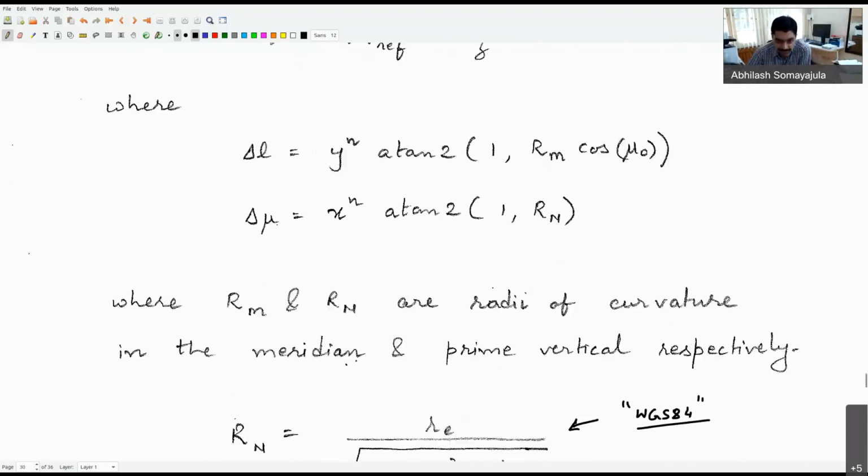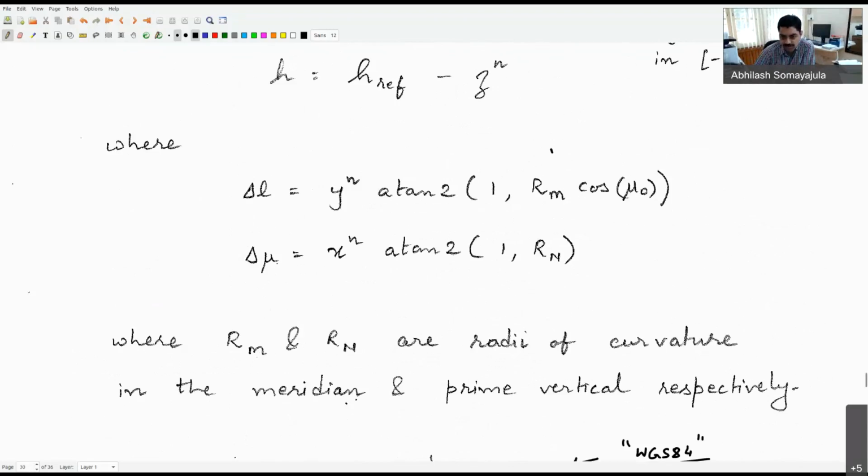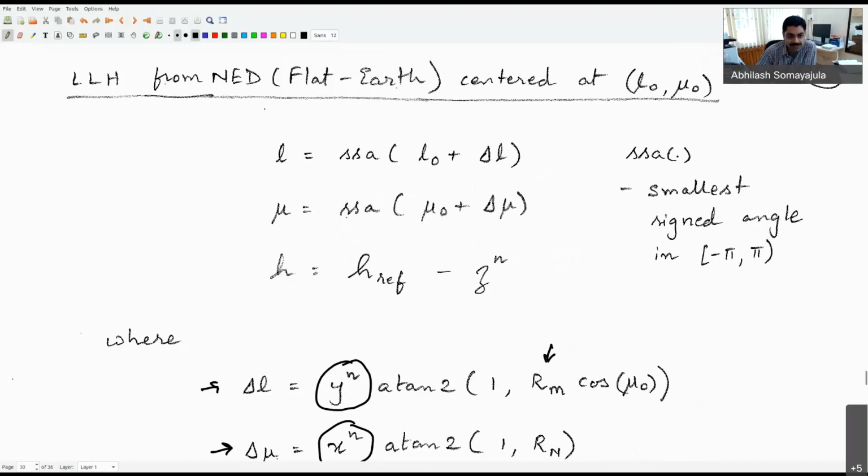Okay, so since all these quantities are known, all I need to know is basically the xn and yn. If I know the position of the vessel in the NED frame, I can compute the delta L and delta mu and effectively compute the new longitude, the new latitude, and the new h. And h can be taken as some reference height minus the Zn value. That will give me the height or the altitude. In most applications, we are not so much concerned about the height, especially in dynamic positioning applications.